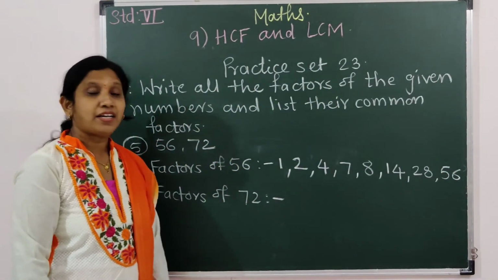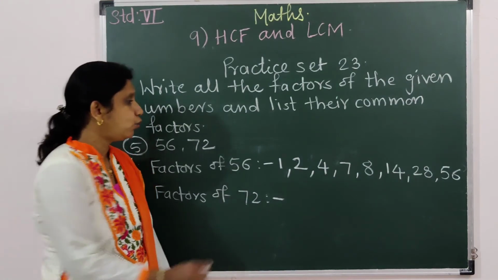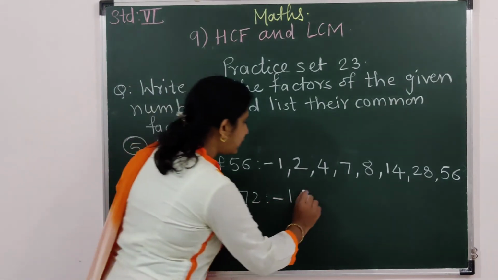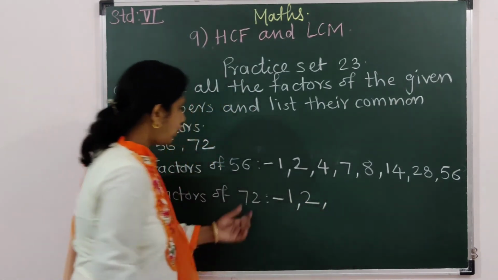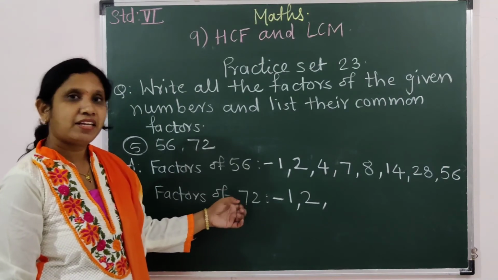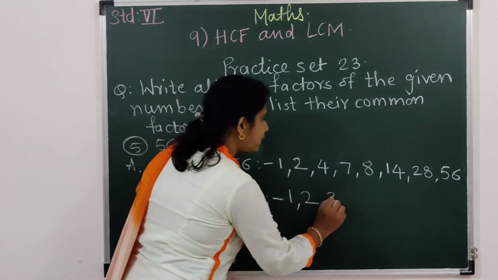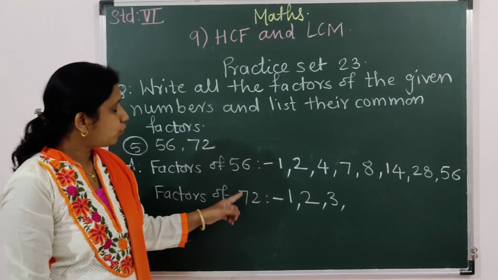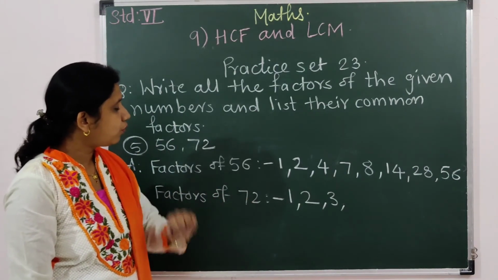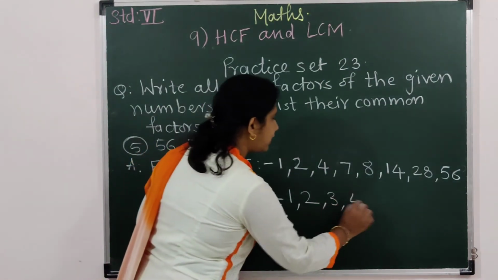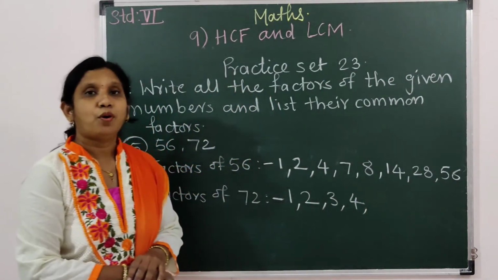Now let's find out the factors of 72. 1. Then the unit place digit is 2, so it is divisible by 2. Now 7 plus 2 is 9. 9 is divisible by 3, so 72 is also divisible by 3. Then yes, by 4 also: 4 ones are 4, 3 remainder, 4 eights are 32, so the remainder will be 0, so yes, it is divisible by 4.